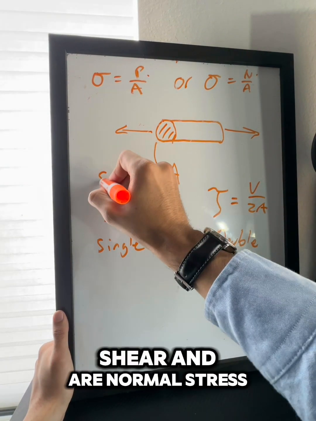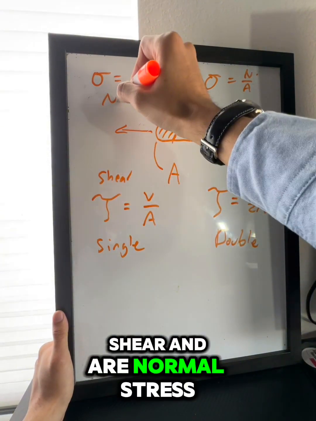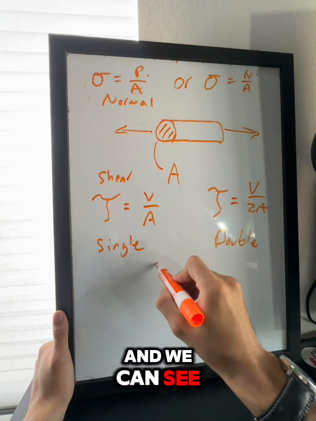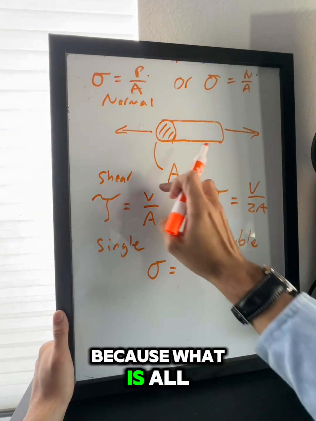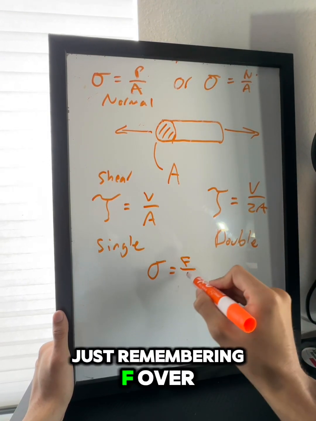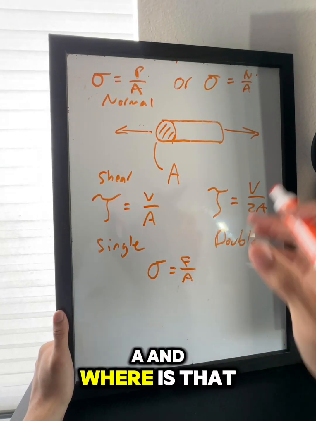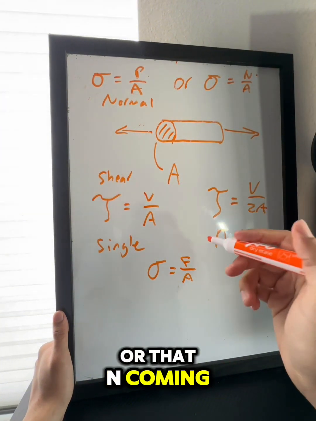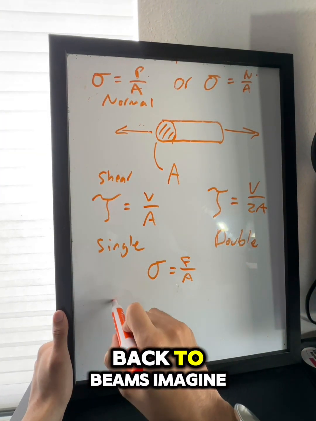Now, that is our shear and our normal stress. And we can see why people simply end up remembering, because what is all this? Well, these are all just forces. So people end up just remembering F over A. And where is that V then, or that N coming from? Well, you know this. Go back to beams.